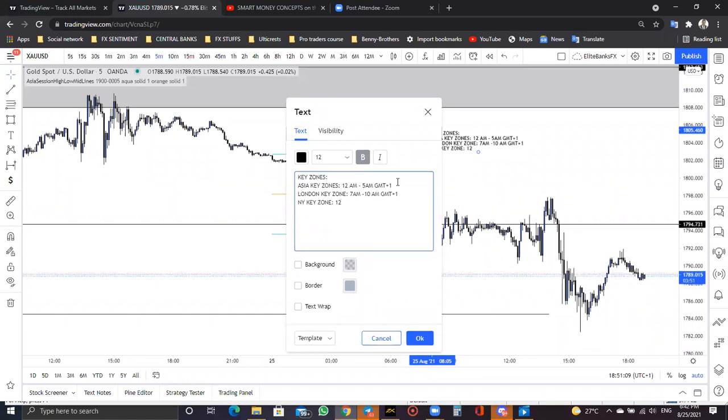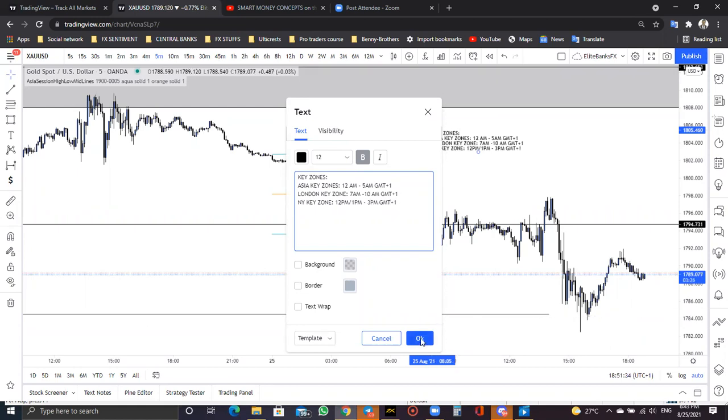This is 12 p.m., though most people say it's 1 p.m. I've observed the volatility between 12 and 1, so that's why I normally slash mine to 12 p.m. to 3 p.m. GMT plus 1.